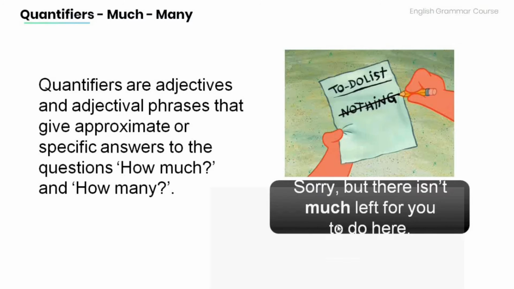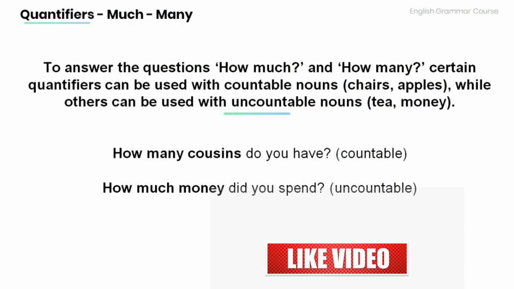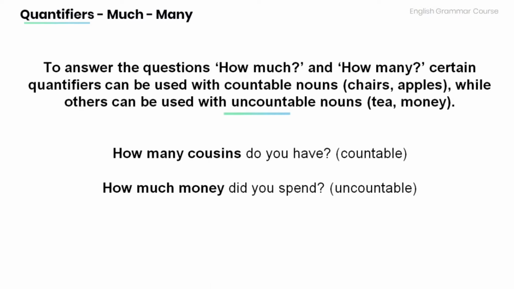Now, to answer the questions how much and how many, certain quantifiers can be used with countable nouns, such as chairs and apples, while others can be used with uncountable nouns, such as tea and money. Now let's have a look at the examples below.